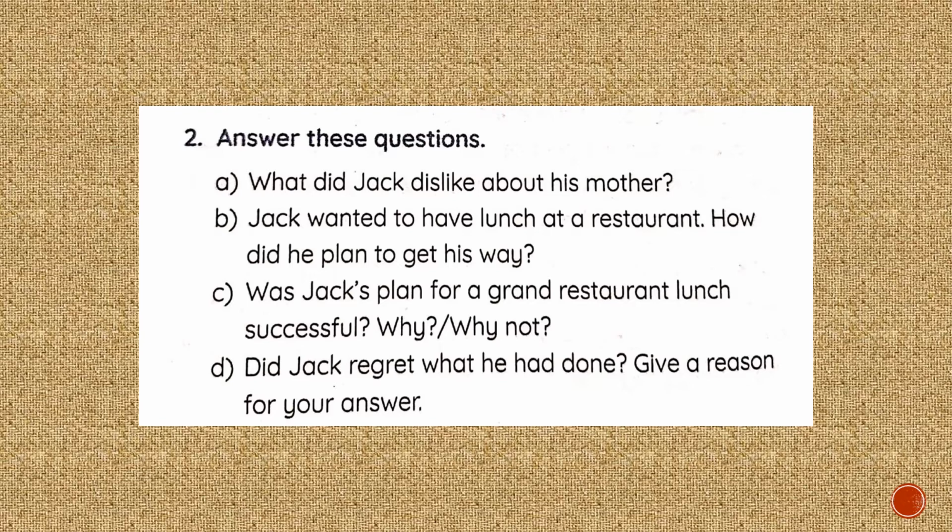Was Jack's plan for a grand restaurant lunch successful? Why or why not? His plan to eat in a restaurant was successful, but a grand restaurant lunch, that plan was not successful, because although they were eating in a restaurant, the restaurant was already out of food. The food was also overpriced. Some tourists have eaten all the food. They had to satisfy themselves with a few cucumber sandwiches, some chips, and only cold drinks. And compared to this, their picnic basket was a grand affair.